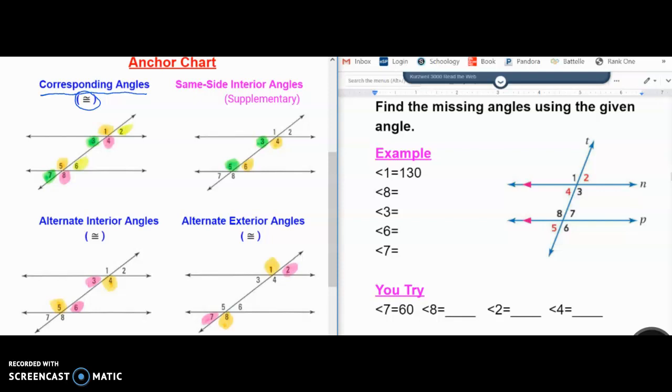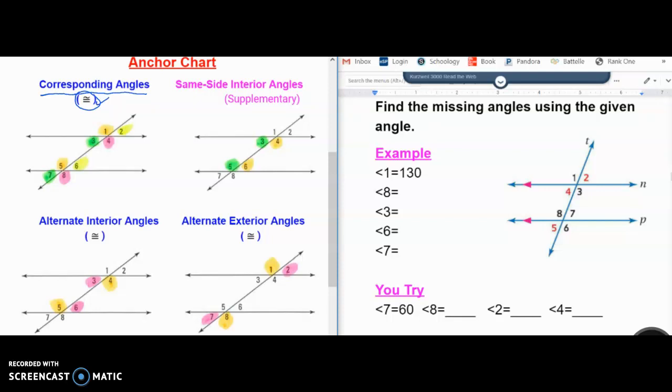So whatever angle 1 measures, angle 5 measures. Just remember that. Now look at angle 3. 3 and 7 are corresponding angles too. That's why I colored them in green, because they are in the same place but different line. So if angle 3 is 50 degrees, angle 7 will be 50 degrees. How do I know that? Because remember, look at your anchor chart. It says that they are corresponding.